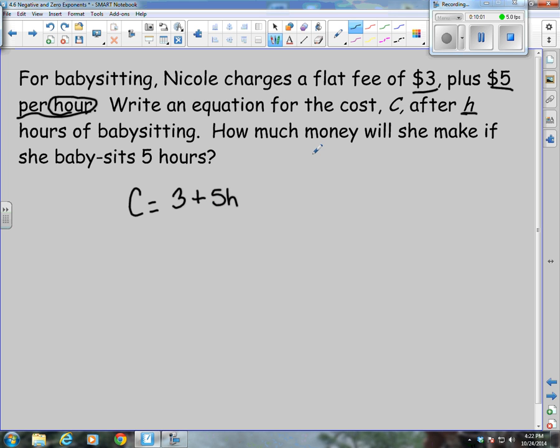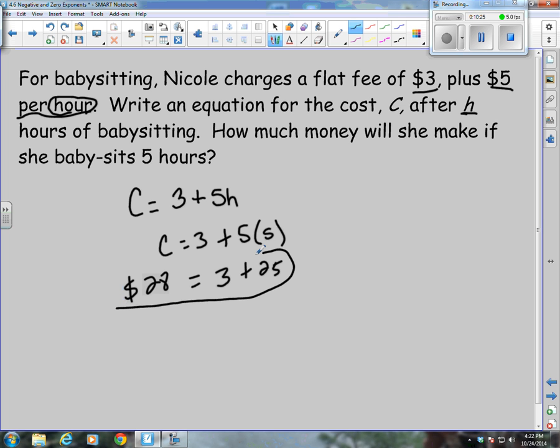Okay, now how much money will she make if she babysits 5 hours? What we're going to do is plug 5 in for H and then find out what the cost is. So the cost is equal to 3 plus 5 times 5, okay, which is 25 plus 3, and that's going to equal 28. So she makes $28 after 5 hours of babysitting. Very simple linear equation to set up.